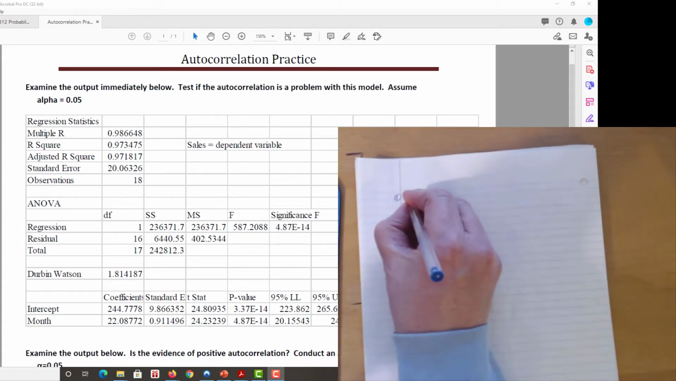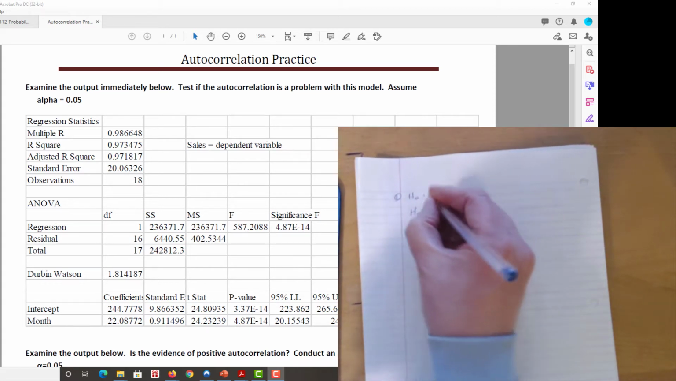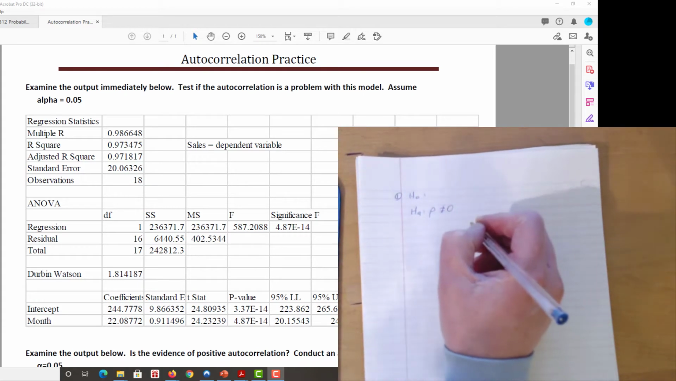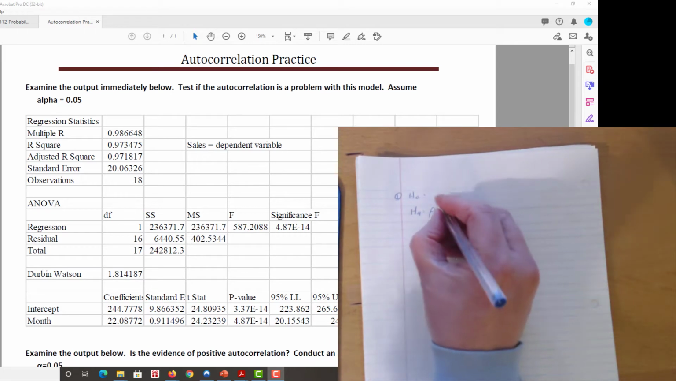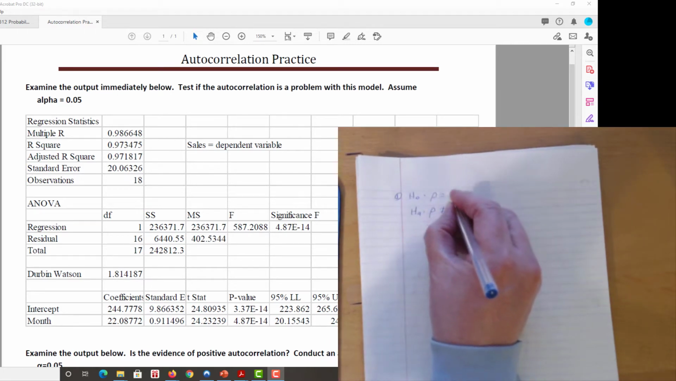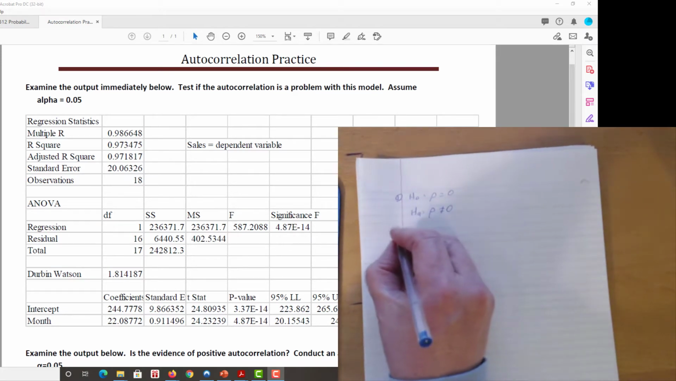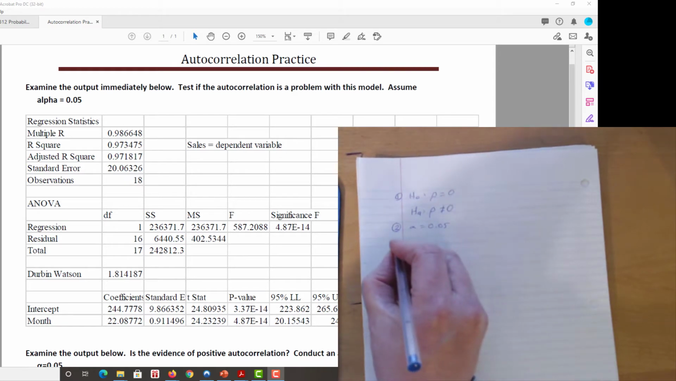Which means our H0 and our HA, specifically our HA, is that rho is just simply not equal to 0. We don't care if it's positive autocorrelation, negative autocorrelation, just any autocorrelation. H0 is the opposite of HA, so rho is equal to 0. Step 2, alpha 0.05, that just comes out of the question.